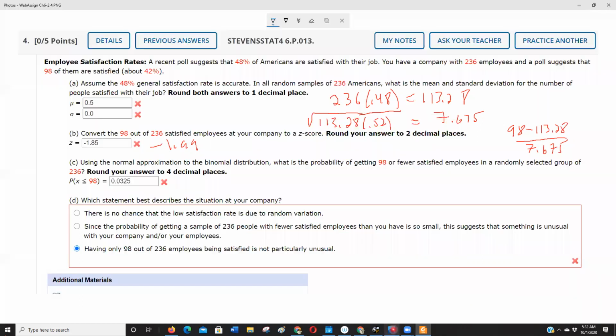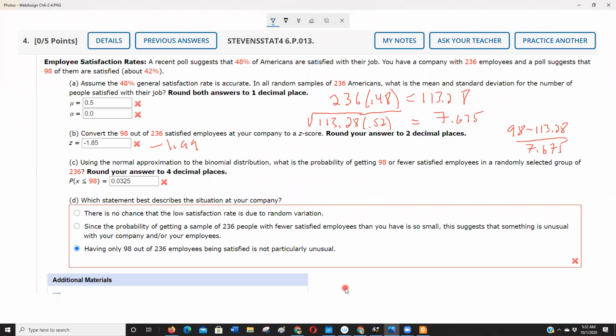Okay, have I answered all those questions? Yeah. And it's low, so it is unusual, right? Even your answer would have been unusual, because usually if it's less than 5%, that's a signal that something's happening. That 48% number is probably a little too high, because we're getting a pretty big sample of 236 employees where it's less than that.